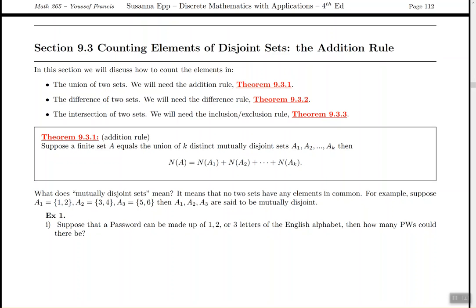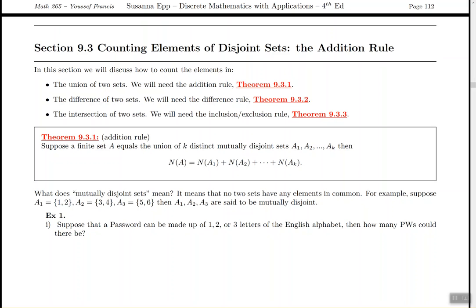Hopefully by the end of this section, you will be able to calculate the union of two sets, the difference of two sets, and the intersection of two sets using theorems 9.3.1, 9.3.2, and 9.3.3. This is counting elements of disjoint sets using the addition rule.